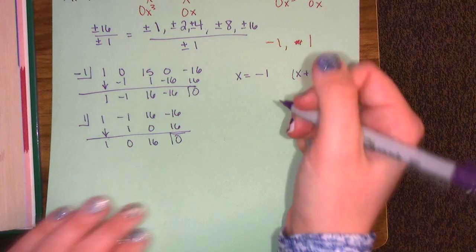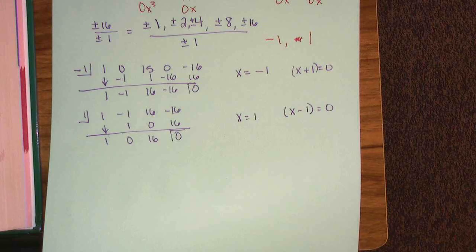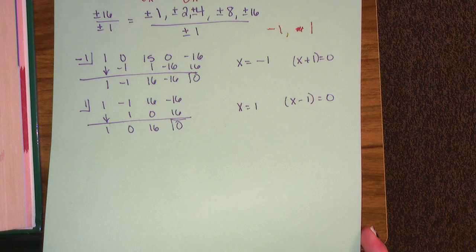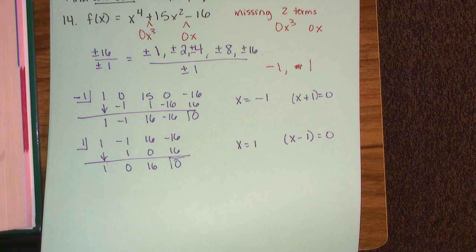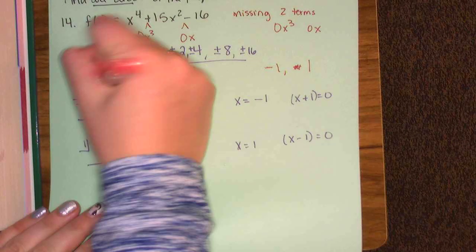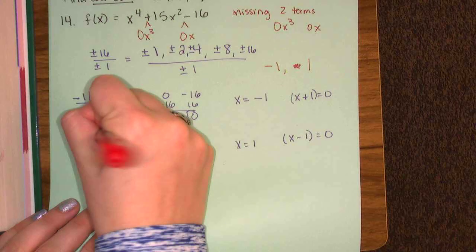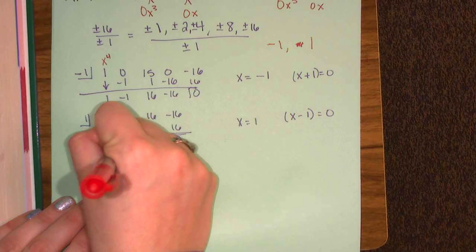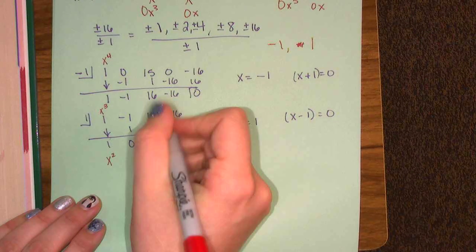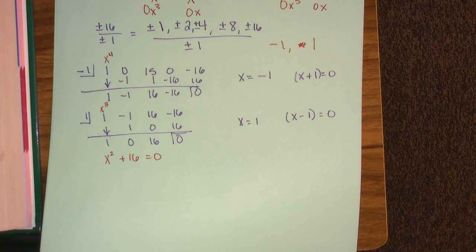Okay, so x is equal to 1, and then the factor would be x minus 1 is equal to 0. Now, just to go back and make sure we understand where we started: this was x to the 4th the first time, then when we rewrote it, this was x cubed. So now this is x squared, so I now have x squared plus 16 is equal to 0.